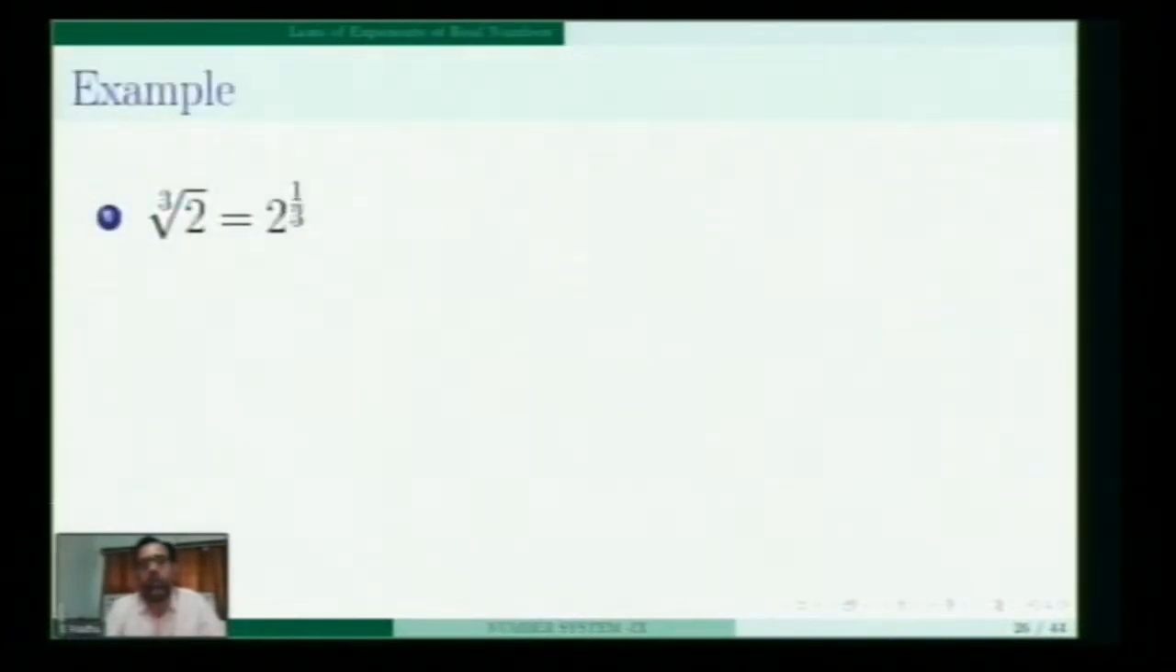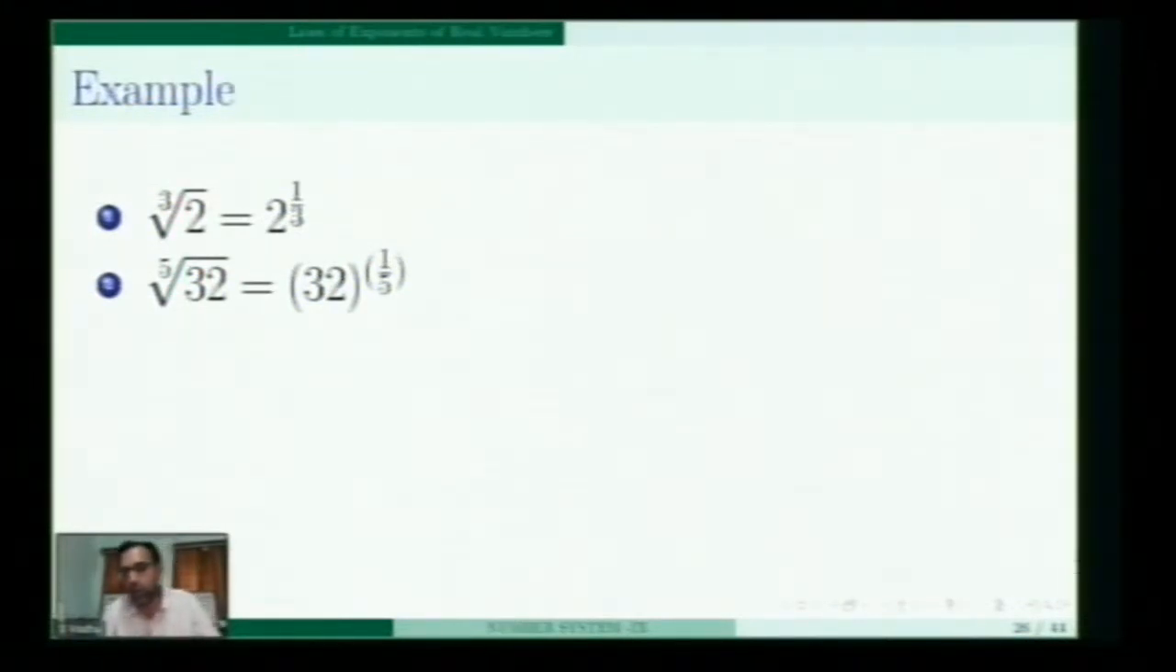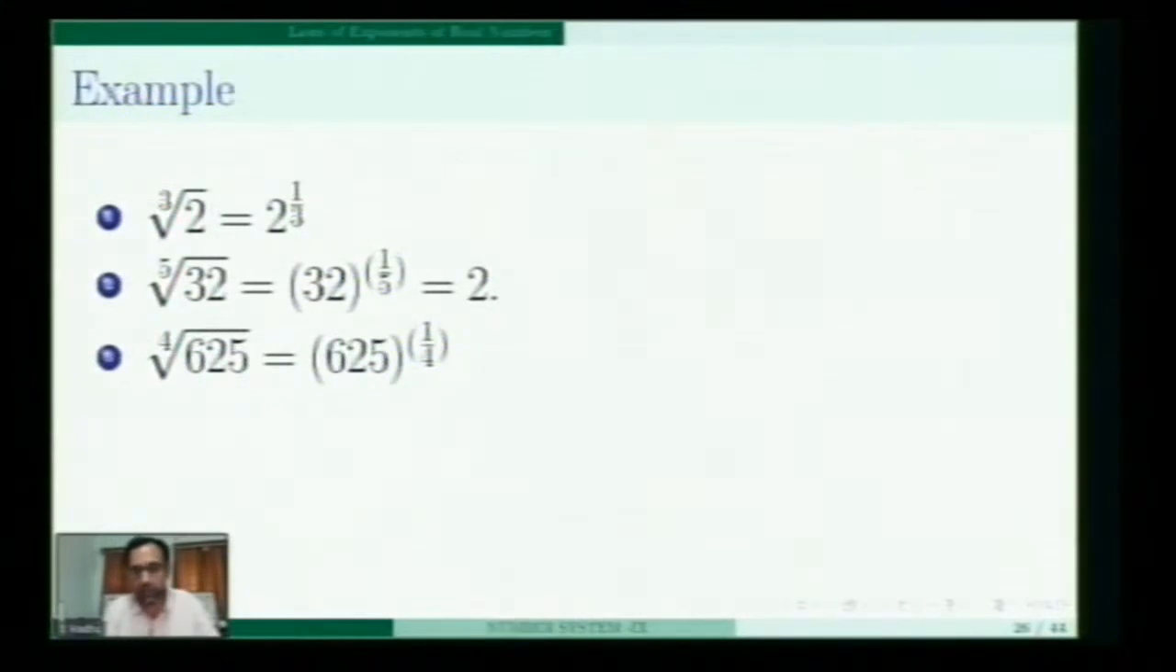So if somebody asks what is the cube root of 2, it is 2 to the power 1 by 3. It is only a notation. The fifth root of 32 is 32 to the power 1 by 5. So what is your job? You have to find a number B such that its fifth power is 32. The answer will be 2. If somebody asks the fourth root of 625, it will be denoted by 625 to the power 1 by 4, and the answer is 5.